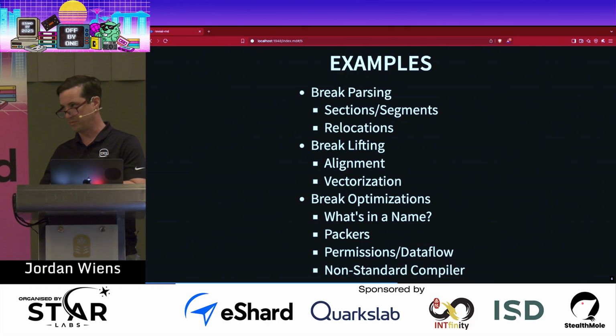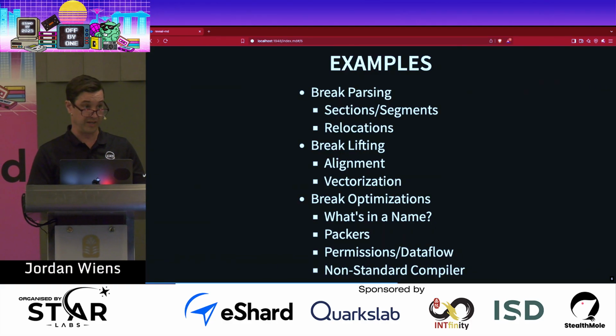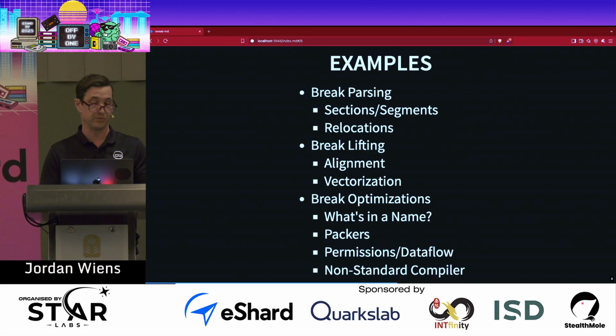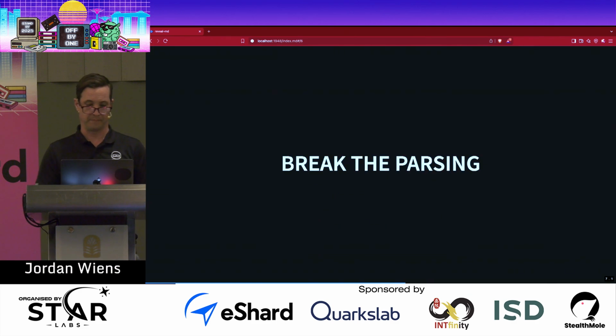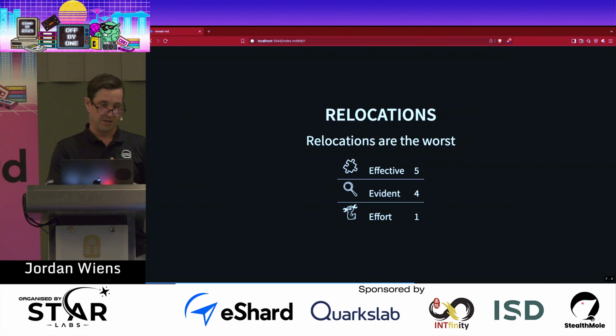We'll look at them in Ghidra, Binary Ninja, and Hex-Rays, and we'll talk about all of them. If anyone else wants to look at a different decompiler, we could do that too, because we have them all up in Dogbolt. So again, we're gonna break the parsing. We're going to break the lifting, and we're going to break the optimizations. Okay, so break the parsing.